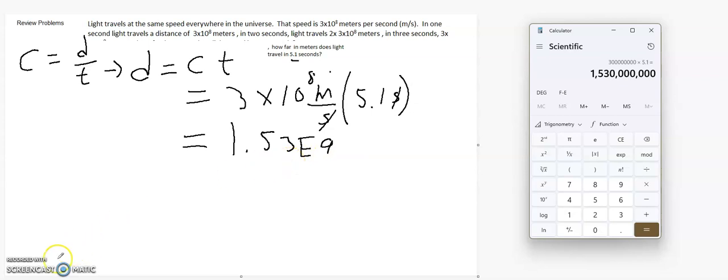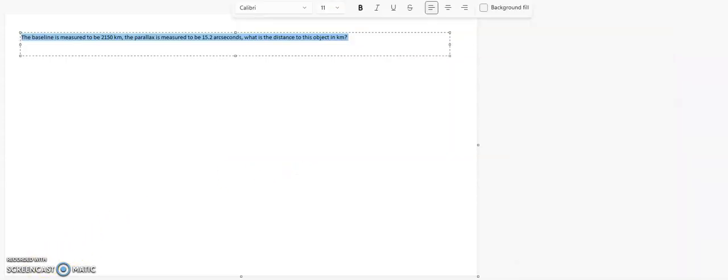All right, let's look at the next problem. So this is the second problem. Let's move that, oops, didn't mean to do that. All right, anyhow, so this is the second problem.